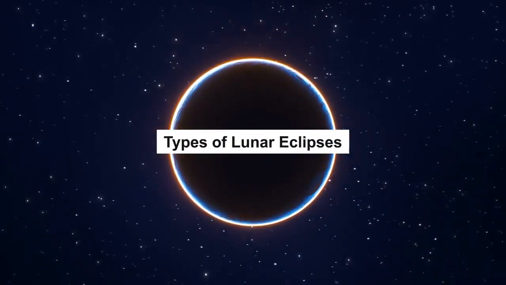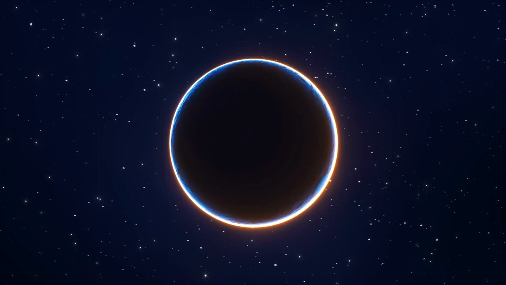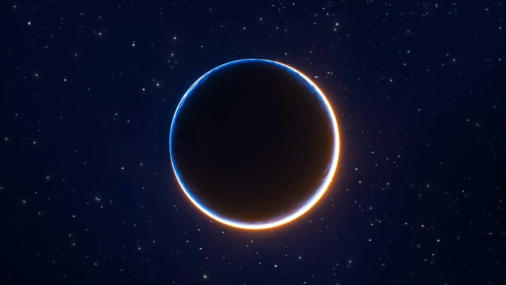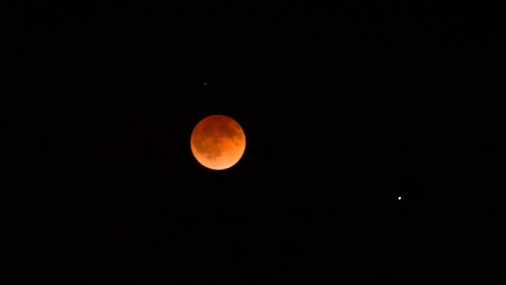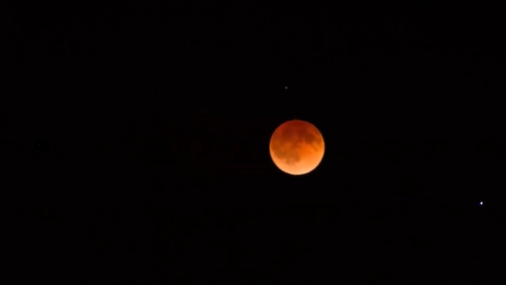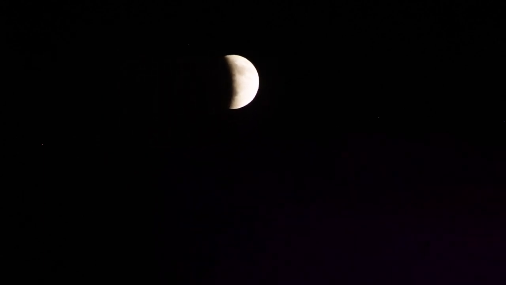There are three different types of lunar eclipses: total, partial, and penumbral. Total lunar eclipse. When the moon cannot receive any light from the sun due to obstruction by the Earth, a total lunar eclipse occurs. The moon appears reddish-colored, commonly referred to as a blood moon, during a total lunar eclipse.